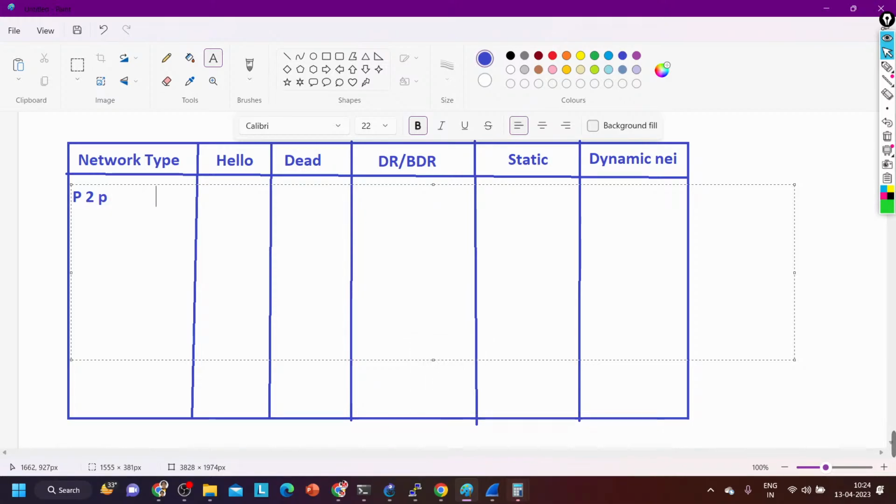10 seconds. Yes, hello interval will be 10 seconds and dead interval is 40 seconds. DR BDR election will happen or not? No, sir. Definitely. On a point to point link, DR BDR is not required. And can we form a static neighborship there? No. Dynamic neighborship? Yes. Okay. This is my first type of network.